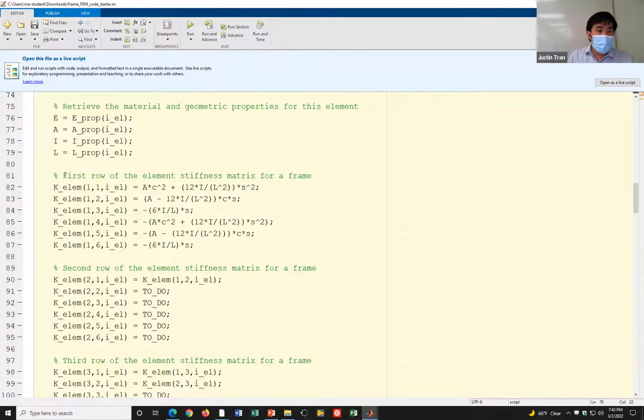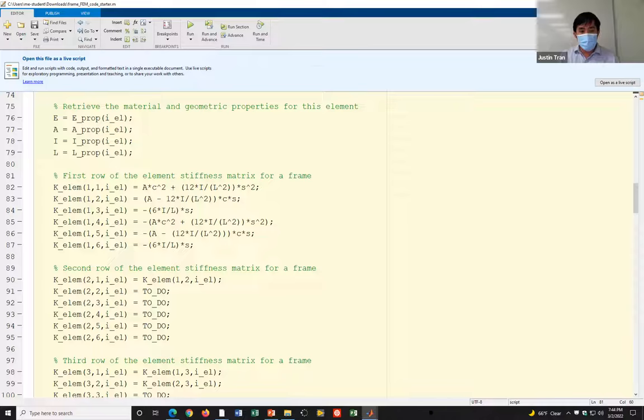And so if you read this comment here, you can see that we're building up the first row of the element stiffness matrix for the frame, okay? And I do it element by element. And so look at the indices that we're applying here. You can see that all of the first entries for these lines of code are all one, okay? And so that indicates that we're working with the first row in the matrix, okay? And then we're going to run across the columns. And so we're going to do it for each column entry, okay? And so this first line of code here is for the first column.